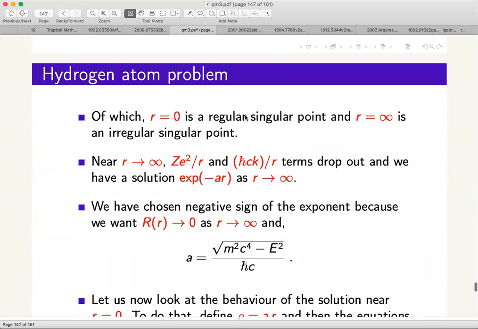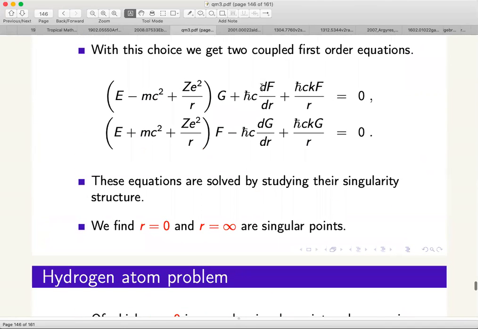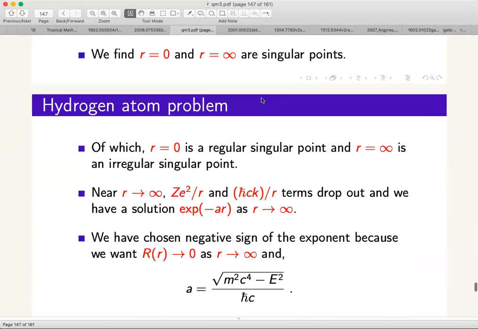In fact, this equation is very easy to solve because it's a second order differential equation in f with constant coefficient. And you know that if you have a differential equation with constant coefficient, typically the solution is an exponential function, e to the something. That would automatically give you a constant coefficient solution, which is what we find.